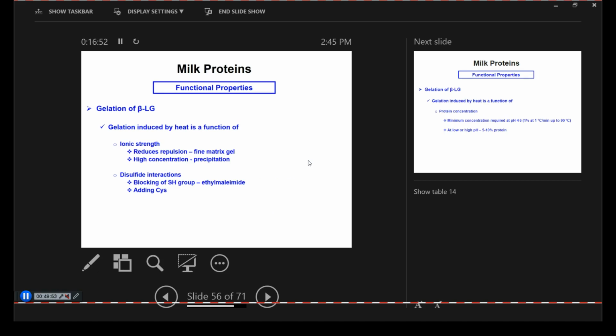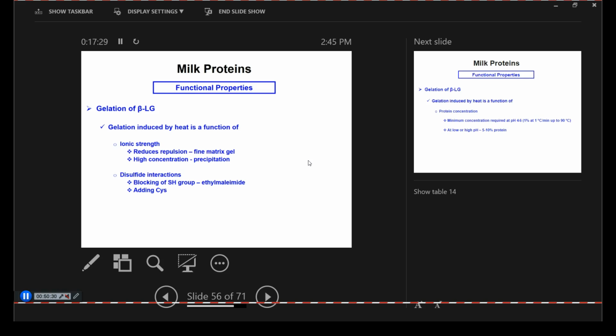Gelation is obviously also impacted by ion strength. A little bit of salt reduces repulsion, allowing protein-protein interactions. However, a high concentration of salt will cause protein interactions to occur at a stronger level. That means less interaction with water, more protein-protein interactions, and more aggregates and precipitation. Similar to the idea of salting in and salting out.